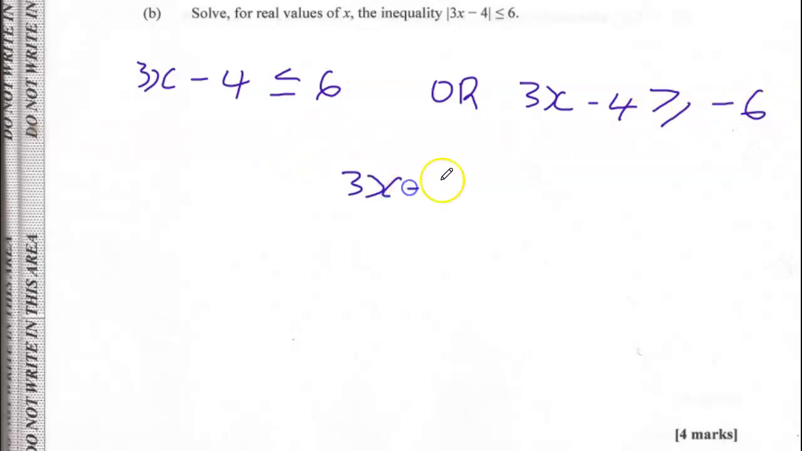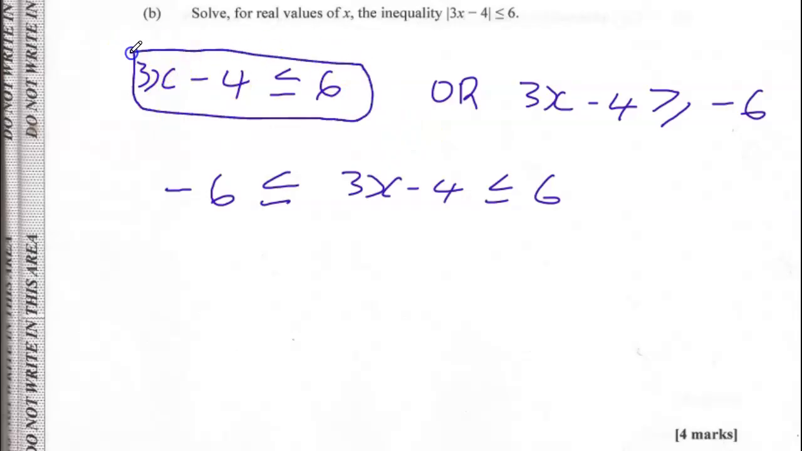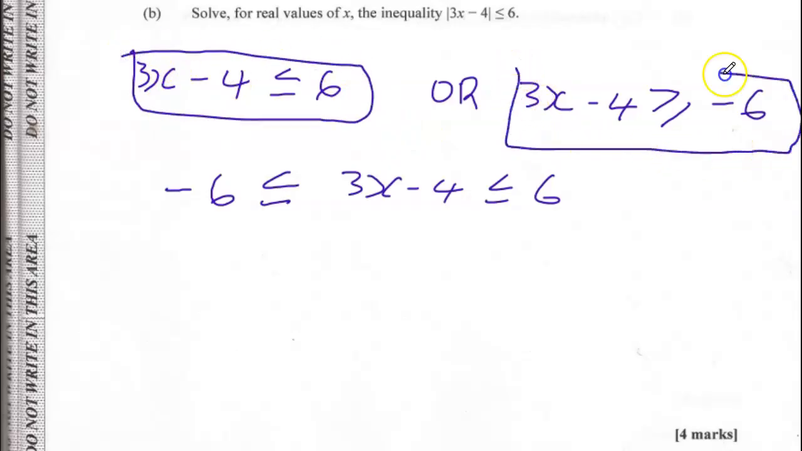Or we can let 3x minus 4 be less than or equal to 6, and we're saying the exact same thing, greater than or equal to minus 6, and less than or equal to positive 6. And of course we can solve for x by first, yes, we're circling there. You can solve those separately and you'll have your solution.